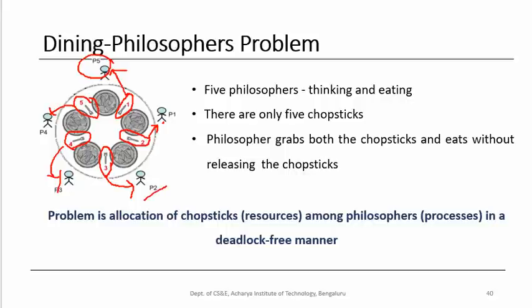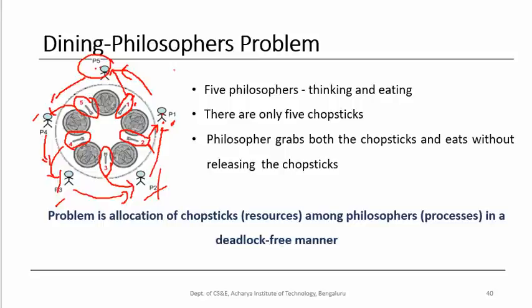Now P2, if he has to continue eating, he should get this chopstick 2. P1, if he has to eat, he should get this 1. But that is not released by P5 because he is not getting this. So there is a kind of circle which exists, right? P1 waiting for P5, P5 waiting for P4, P4 waiting for P3 to release the chopstick that he is holding, and P3 waiting for P2 to release the chopstick he is holding, and so on. So this will lead to a deadlock.